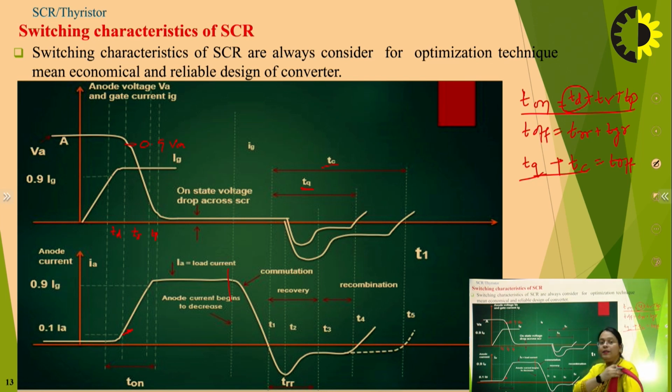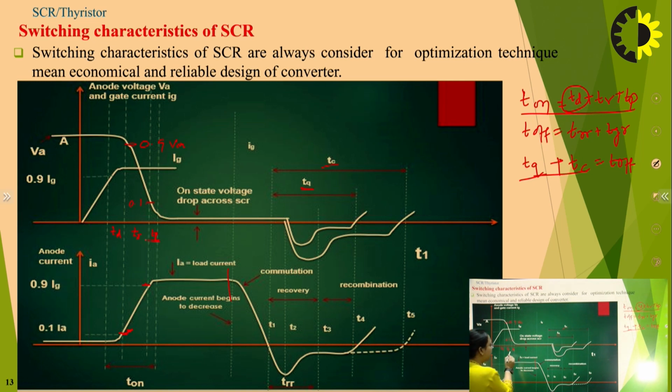Now, the rise time can be defined as the time during which the anode current rises from 0.1 Ia to 0.9 Ia, that is from 10% to 90% of the anode current, or in terms of anode voltage, it falls from 90% towards 10% of the anode voltage.